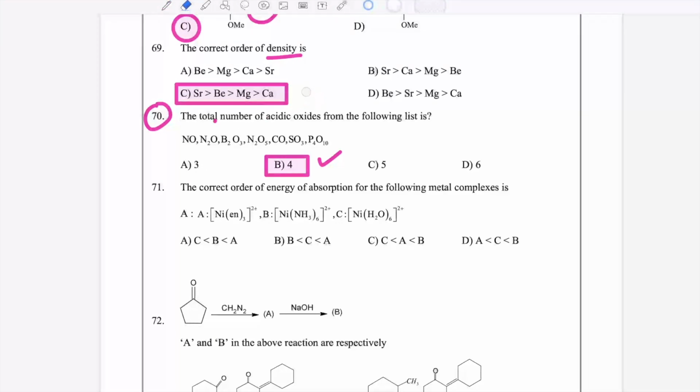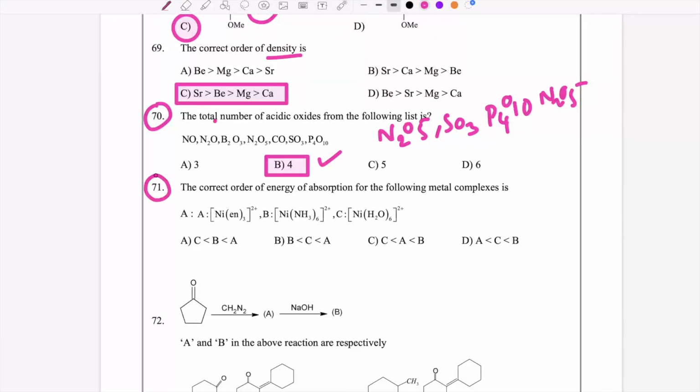We have got four acidic oxides. Acidic oxides are N2O5, SO3, P4O10, and the last one is N2O5. So these are the four compounds given here. Next, the 71st question, again a question on splitting energy.